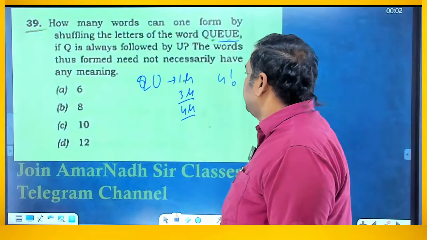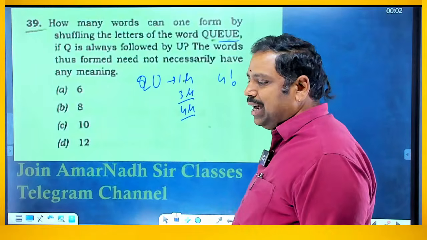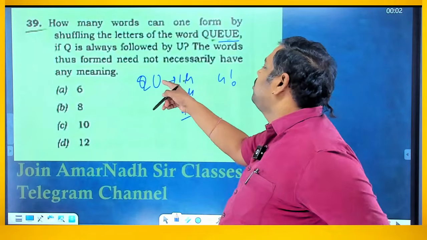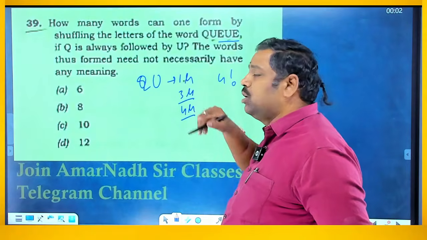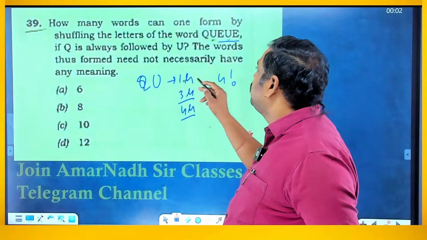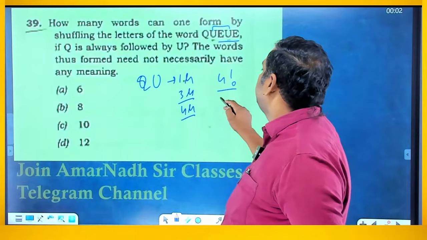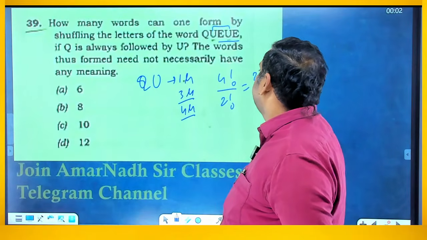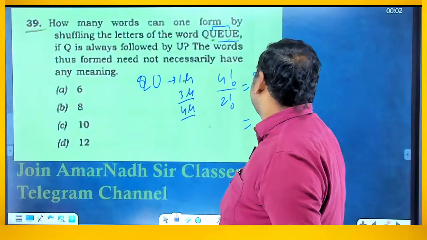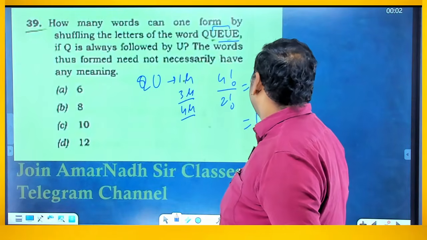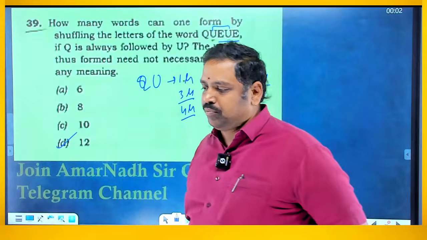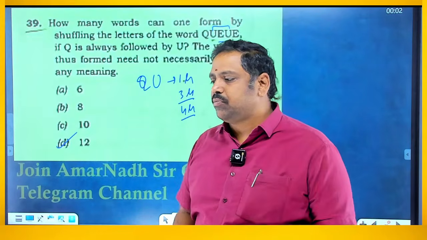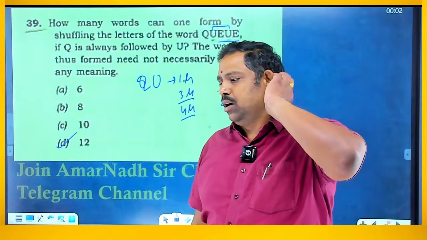So 4 factorial. Normally these two can be interchanged again, 2 factorial, but this time we should not because these two should not interchange. But sir, U appeared 2 times, right? That's why divide by 2 factorial. 4 factorial is 24, divided by 2 is how much? Don't cancel 2 and 2, that's wrong. 24 divided by 2 is 12. So D is the answer.